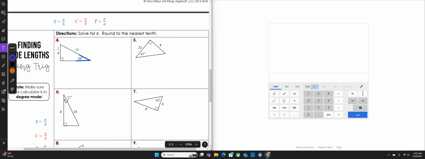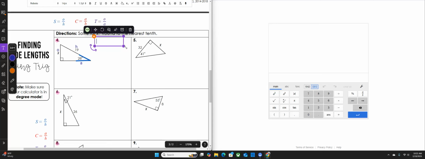I'm going to label my sides. So again, we find our hypotenuse, which is across from the right angle, and I'm going to label that H. Now this other side that is highlighted is always going to be the adjacent. That's touching the angle. That's the adjacent. And the other side will be the opposite. So now I'm going to go ahead and make my list.